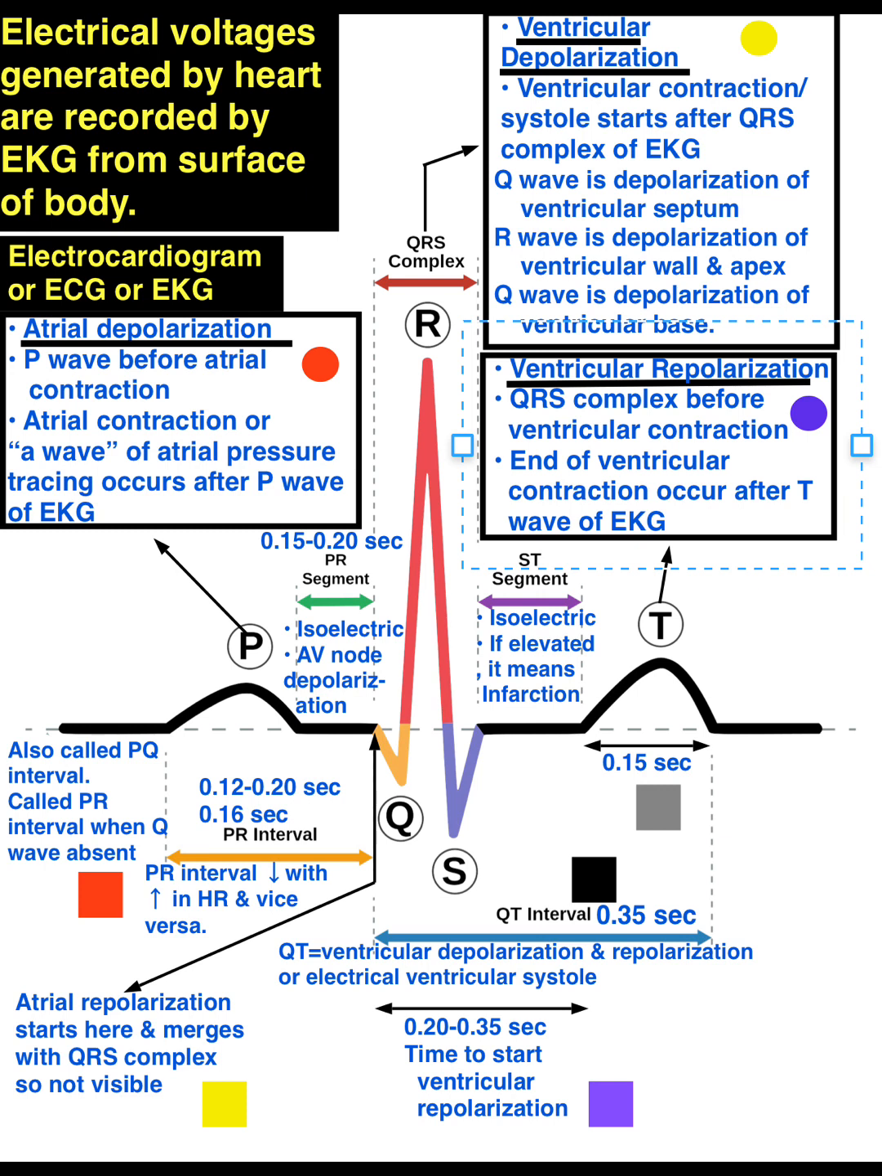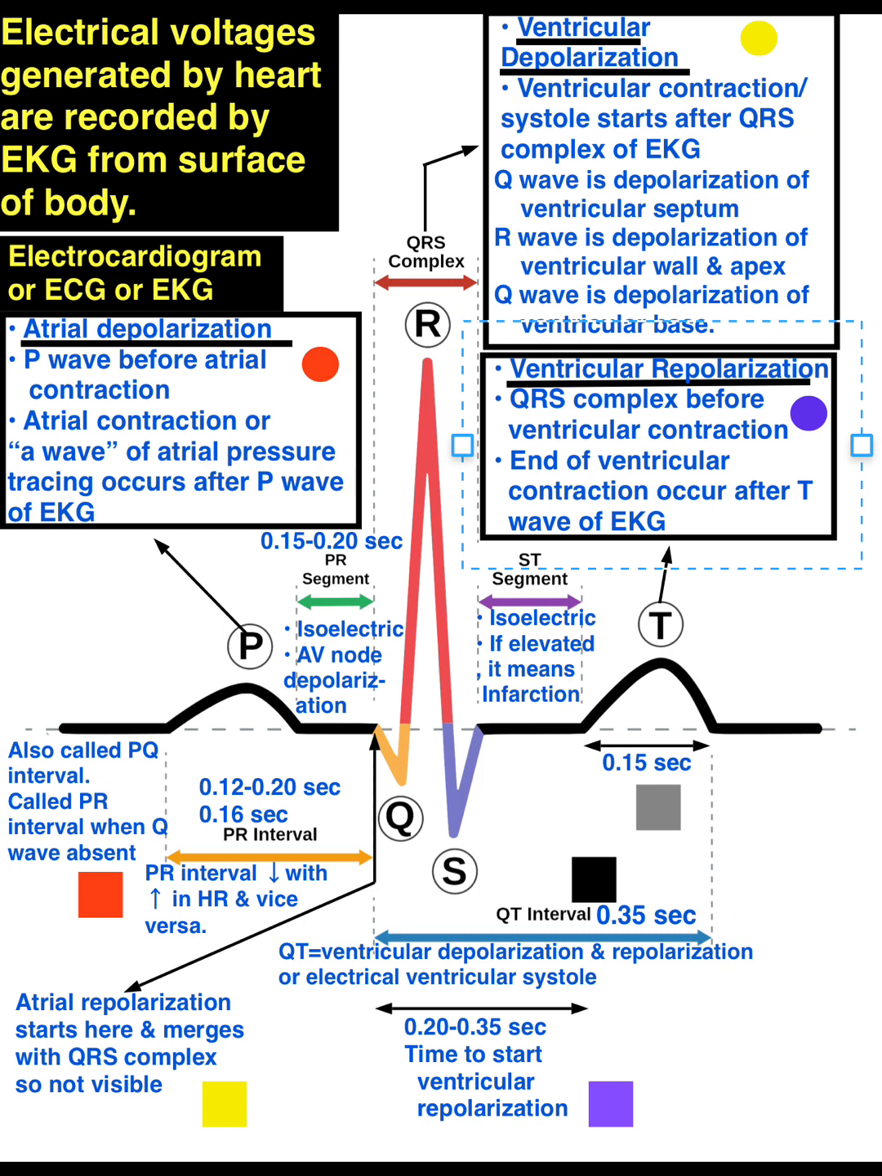P wave has been described more, marked by a red circle. P wave represents again atrial depolarization. P wave occurs before atrial contraction. Atrial contraction, or A wave of atrial pressure tracing, occurs after P wave of EKG.